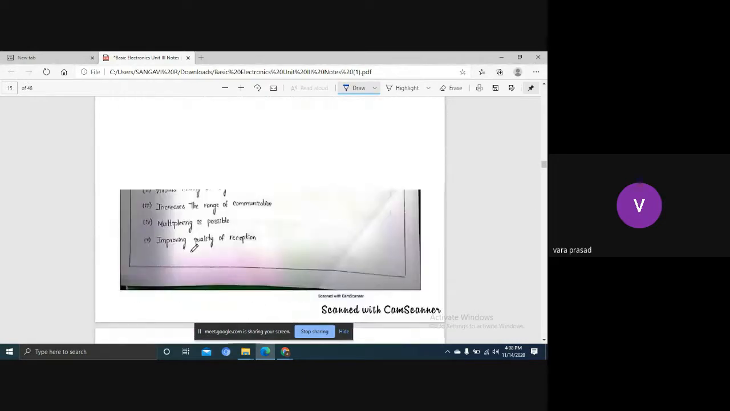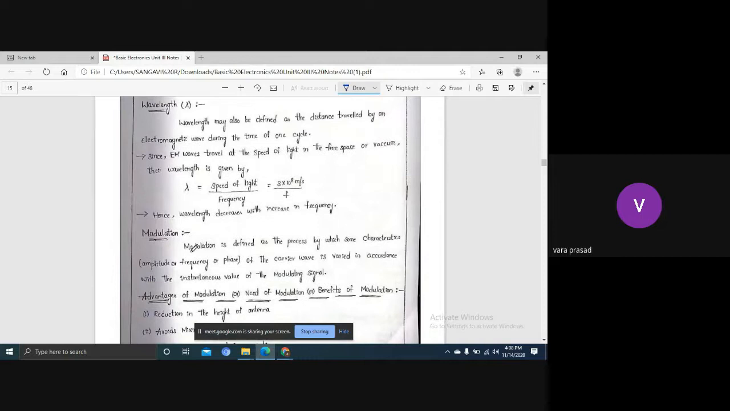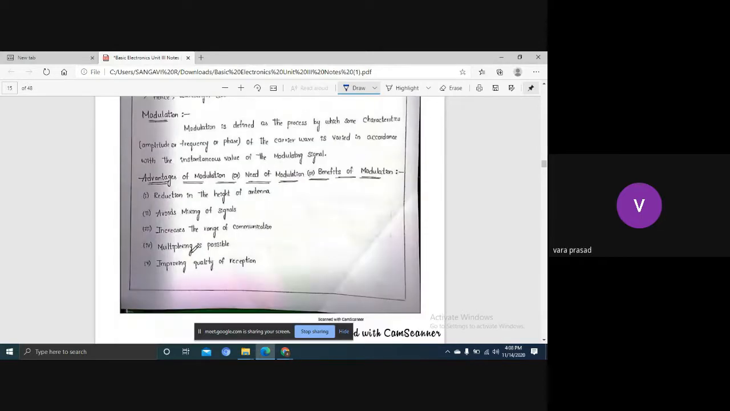The need of modulation. What is meant by modulation? Modulation is defined as the process by which some characteristic of the carrier wave is varied in accordance with the instantaneous value of the modulating signal. This is one topic. Next, the advantages, need, or benefits of modulation.